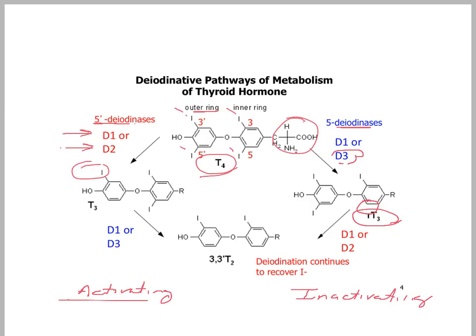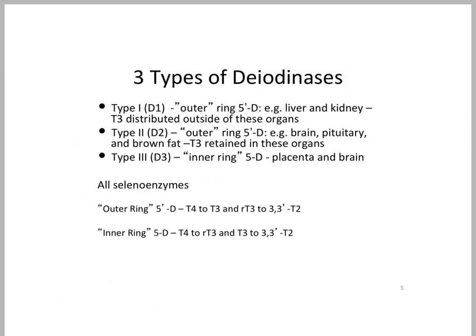As you strip more iodines off of these molecules, most of these don't have much metabolic activity, although some of them are starting to be discovered as having some interesting activities, but quite different than T3 and T4. The main role is to take and recover this micronutrient iodide and allow it to be reused by the body. So here I want to focus a little bit on where these deiodinases exist.